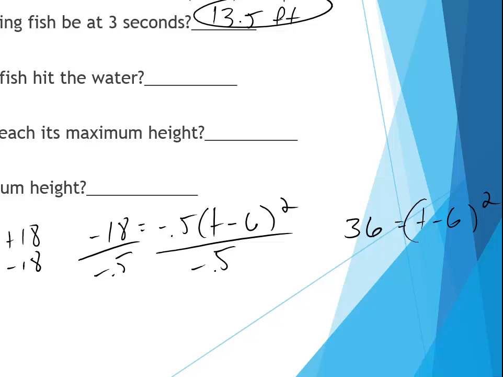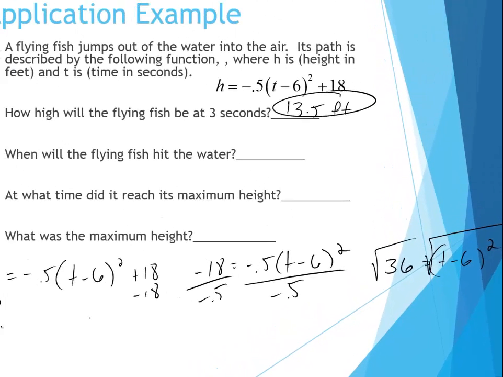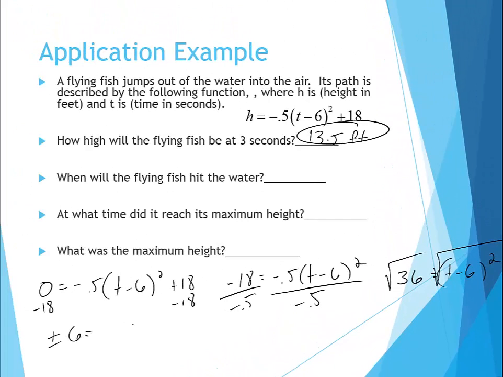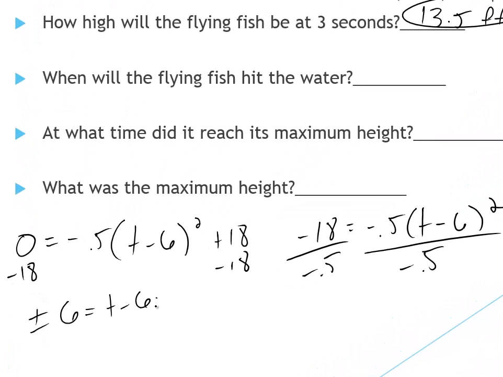All right, and t minus 6 squared, we need to get rid of the square. So in order to get rid of the square, we're going to square root both sides. So the square root of 36 is going to be plus and minus 6 equals t minus 6. And we have one more step, which is to get rid of the 6, so add 6 to both sides. So we'll have two solutions.